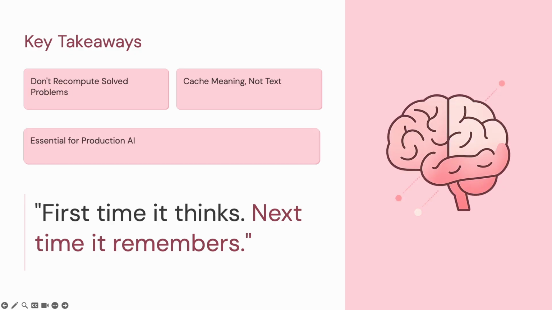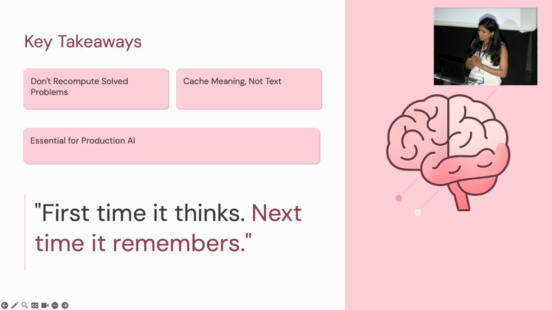The key takeaways. First, don't recompute solved problems. If a semantically similar query has already been answered, serve those results from the cache, because every redundant LLM call is wasted compute, wasted latency, and wasted money.